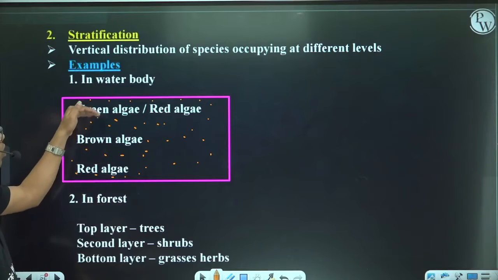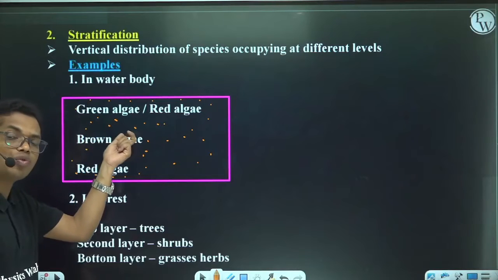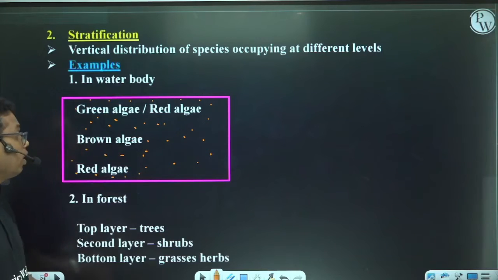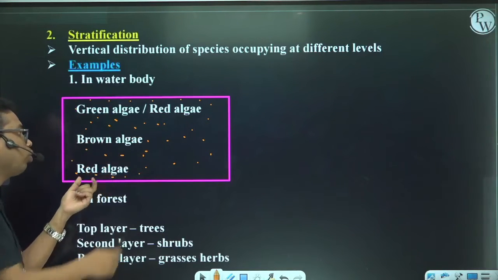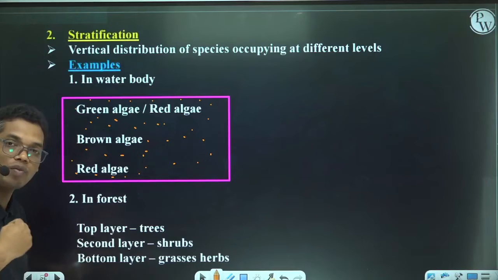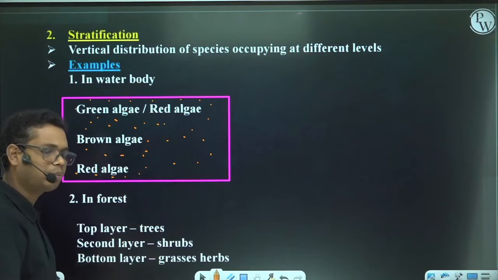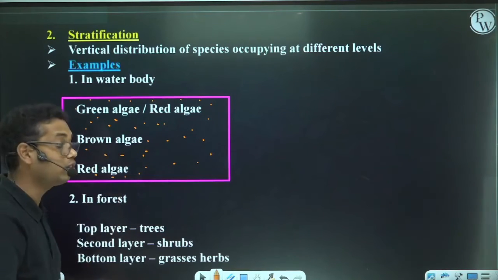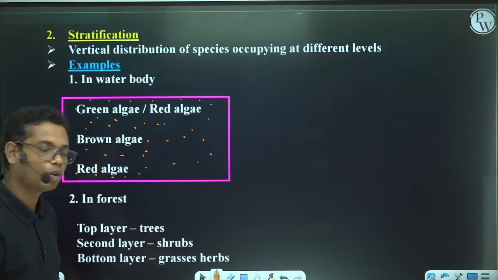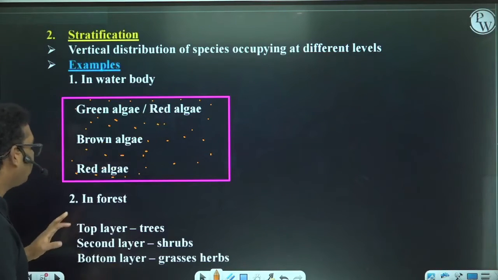So why are green algae present at the surface or at the upper layer? Because green algae can use only those wavelengths of light which are found in the upper surface. And red algae are found in both the upper surface and the lower region. Why? Because they can use those wavelengths of light which can penetrate and reach the depth of the water body, or which have less penetrating power, and that is why they are present at both the surface as well as the lower part of the water body.